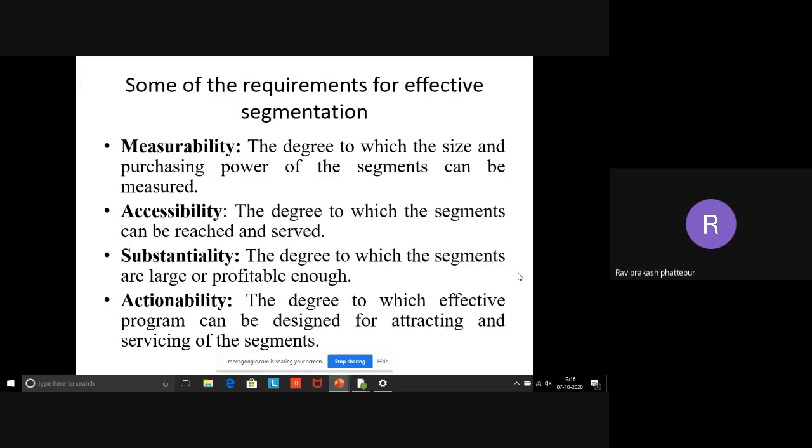So here actionability is also very important, because just reaching is not important. Reaching is fine, you can reach in various ways, but are they able to be a part of it? If you are taking any actions, can they be a part of it? That is also very important. So how effectively you can design a program for them so that it is very attractive and they are attracted towards your service or the product. So these are the four things you have to make sure of while making the segments. Effective segmentation is possible if these four things are taken care of.